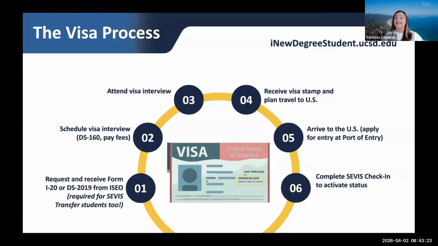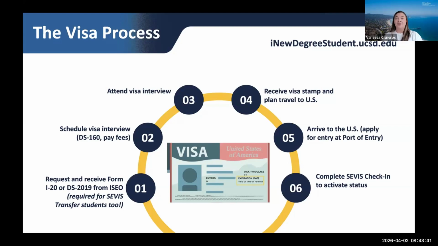Step 3, you will then attend your visa interview upon the scheduled date. Step 4, upon successful completion of the visa interview and application process, the U.S. Embassy or Consulate will provide you with your F1 or J1 visa stamp. You will then be able to plan your travel to the United States.